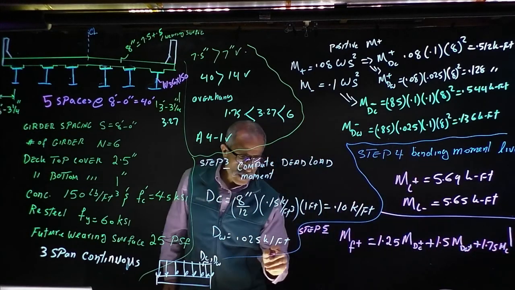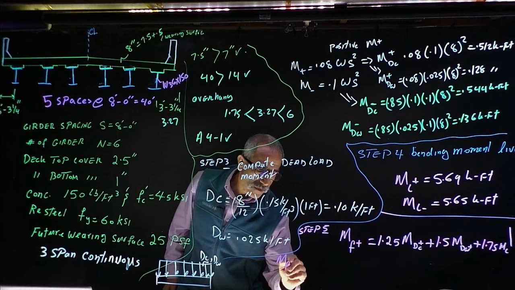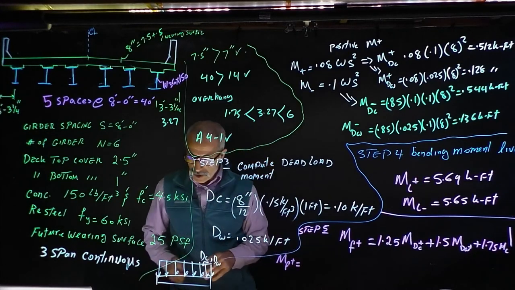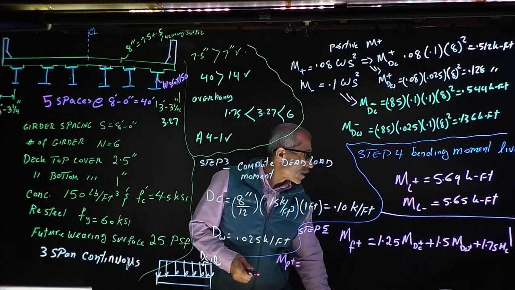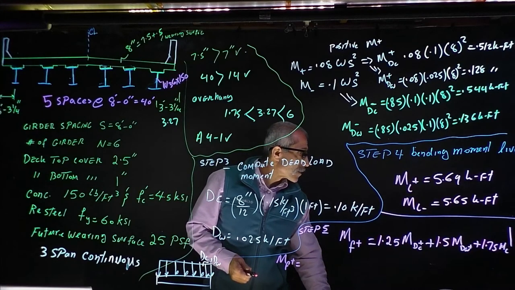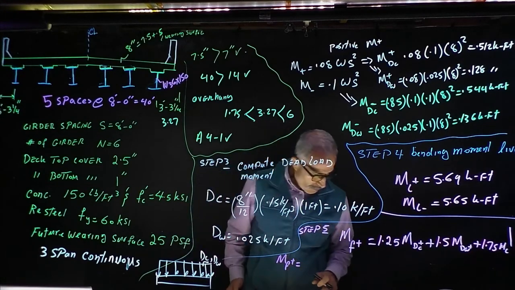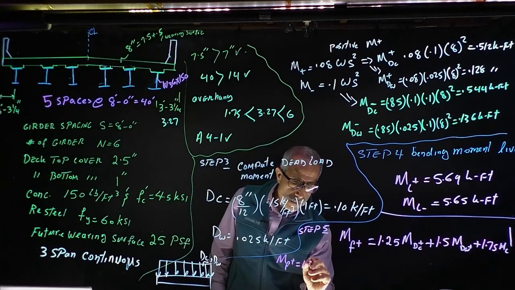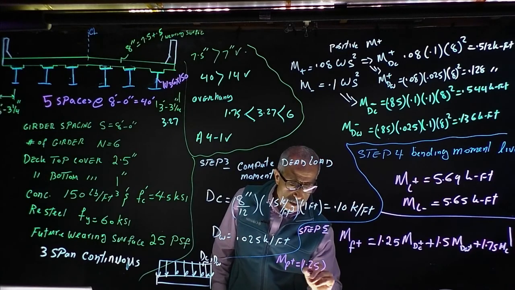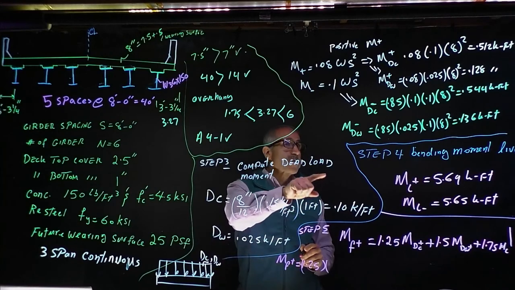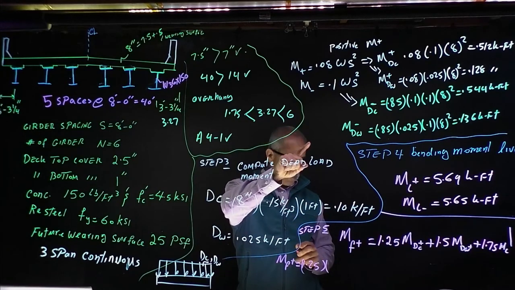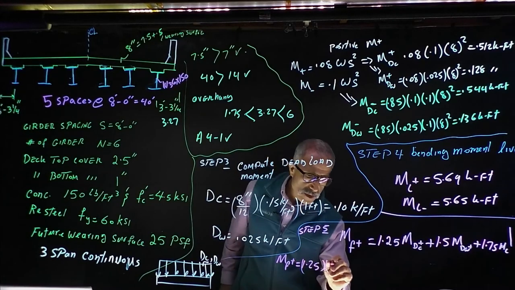And therefore my MF positive is going to come out to, let me see, I have enough room here. That's going to come out to 1.25 multiplied by MDC positive, which came out to 0.544.